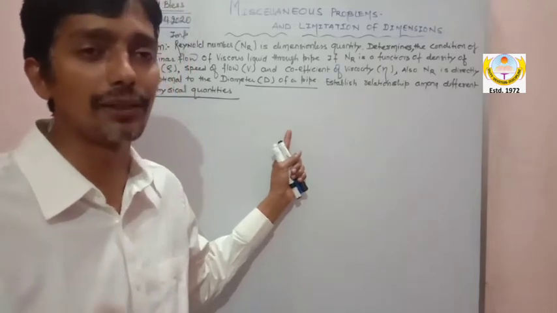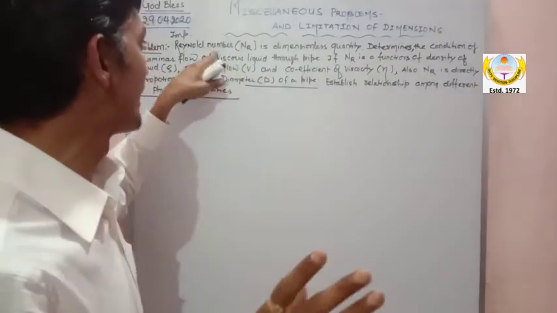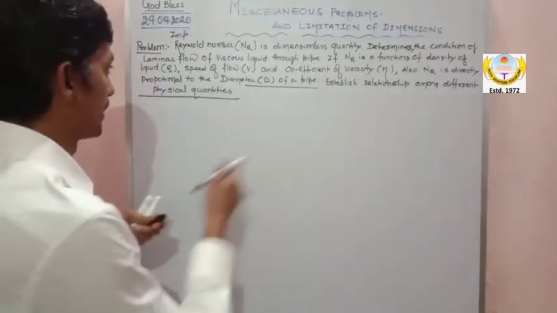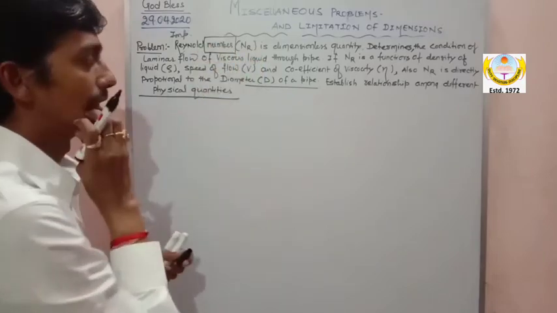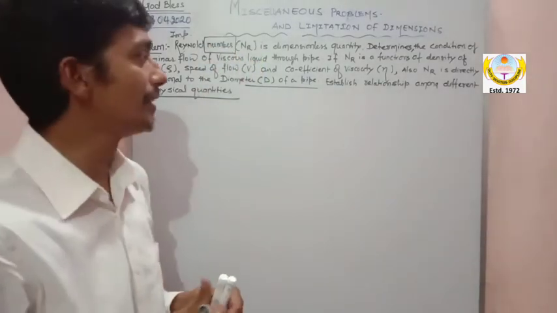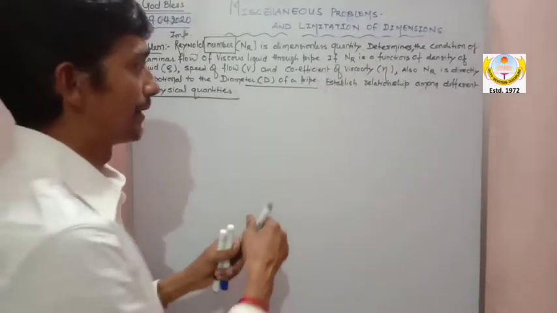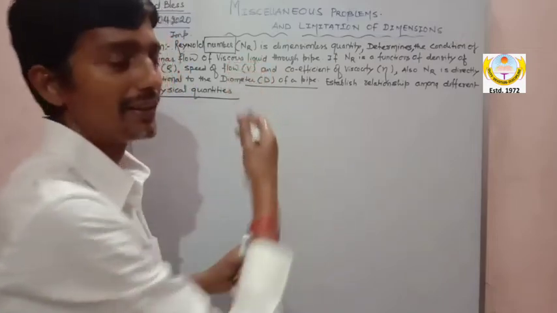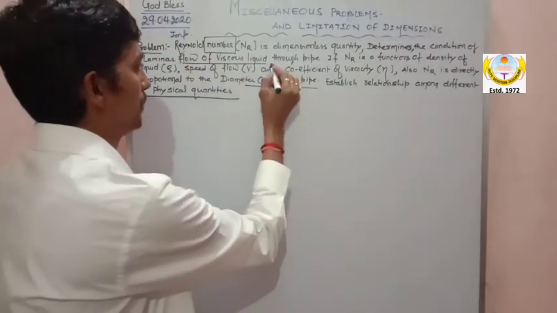Dimensionless is L power 0, M power 0, T power 0. So it is a dimensionless quantity, and sir, it is a number, so of course it is dimensionless. Nothing to worry about it. It is a number. So it is dimensionless. But then they said to determine the conditions. This Reynolds number determines the condition of laminar flow of viscous liquid through a pipe.